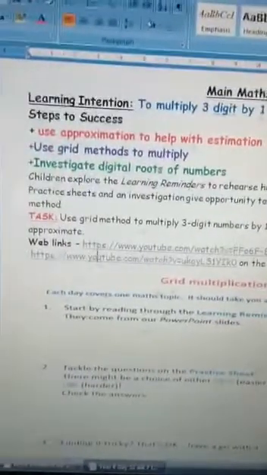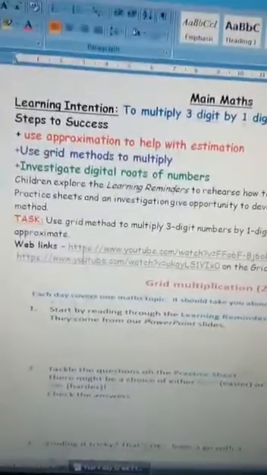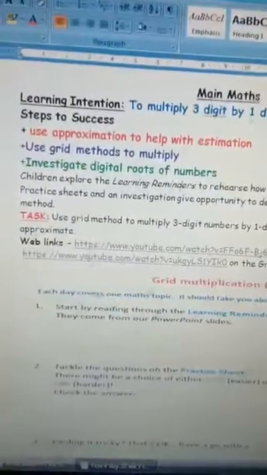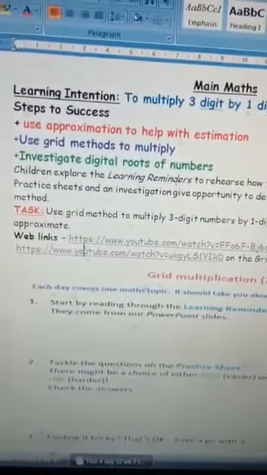Okay, we're going down. In the main part, we're going to continue our multiplying 3 digits by 1 digit, but focusing on approximation to help with estimation of the answer, using grid methods to multiply it, and investigation of a digital root of numbers, which is quite complicated. So learning reminders about partitioning the 3-digit number and then multiplying it by the 1-digit number. But I'd like you to focus on estimation.